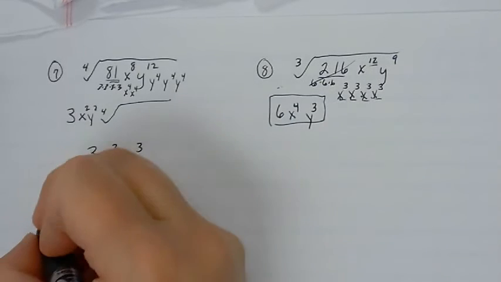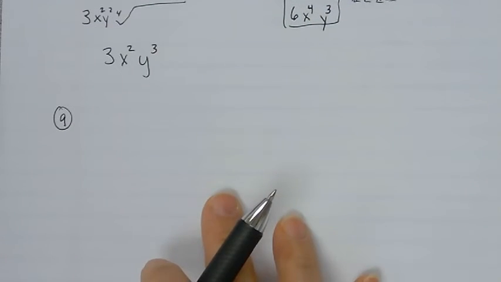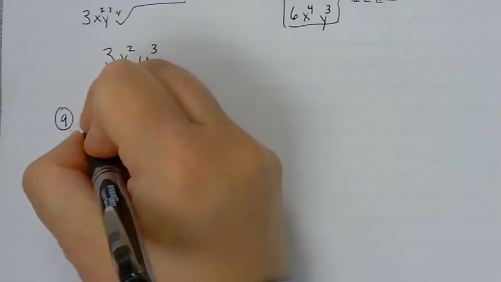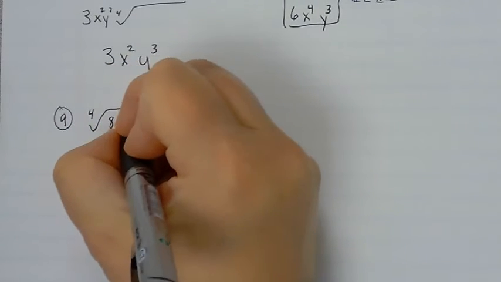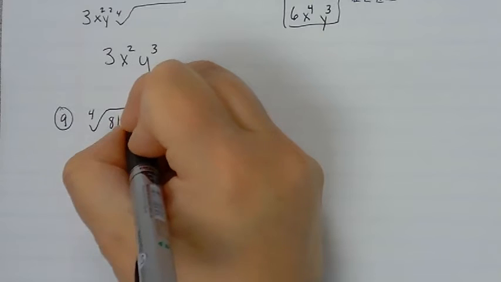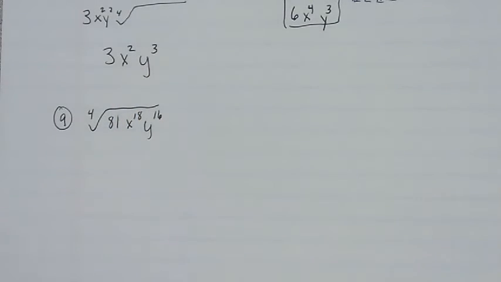All right, let's move on to example 9. This is going to be a similar type problem, so you could stop the video and give it a try yourself and see if you can do it. So I'm trying to find the 4th root of 81, x to the 18th, y to the 16th.